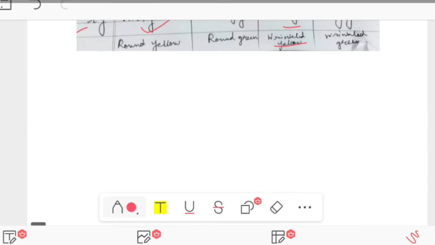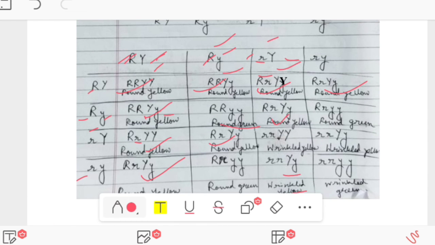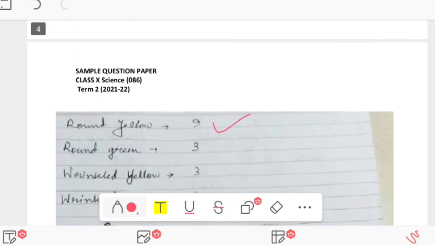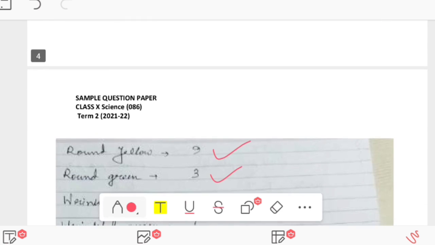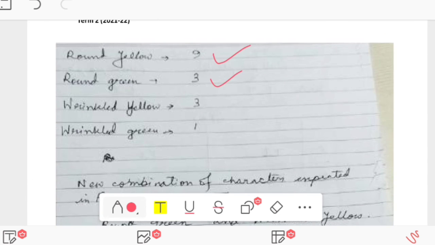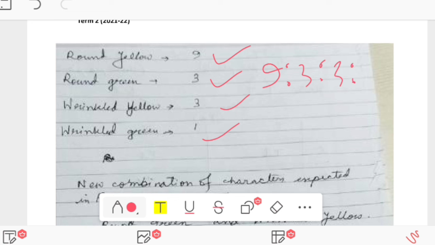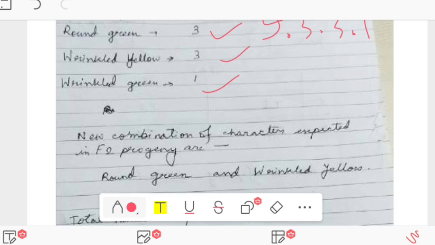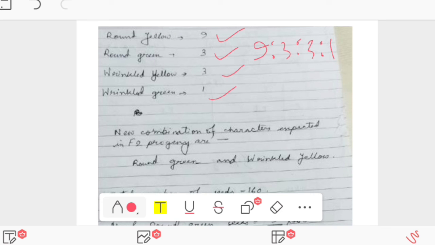Next, round green. Round green 1, round green 2, round green 3. So round green is 3. Next is wrinkled yellow. See, wrinkled yellow 1, 2, and 3. Wrinkled yellow is 3 and wrinkled green is 1. So here we can write that the ratio is 9:3:3:1.